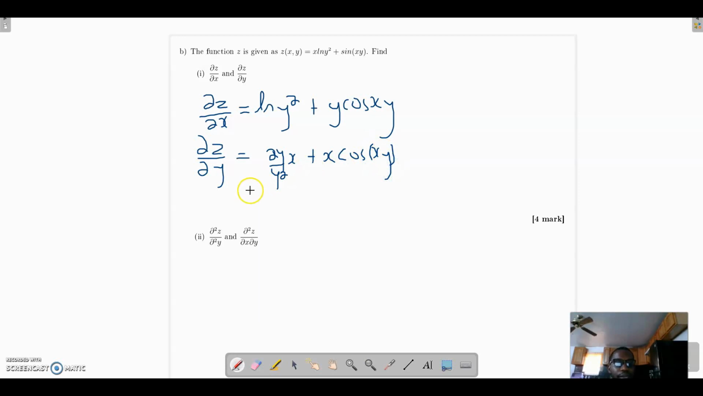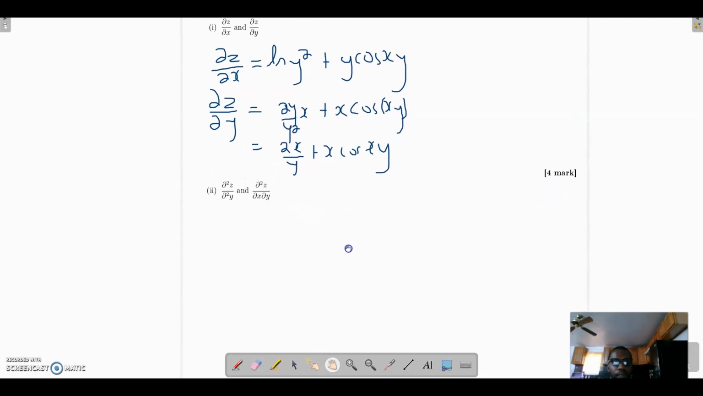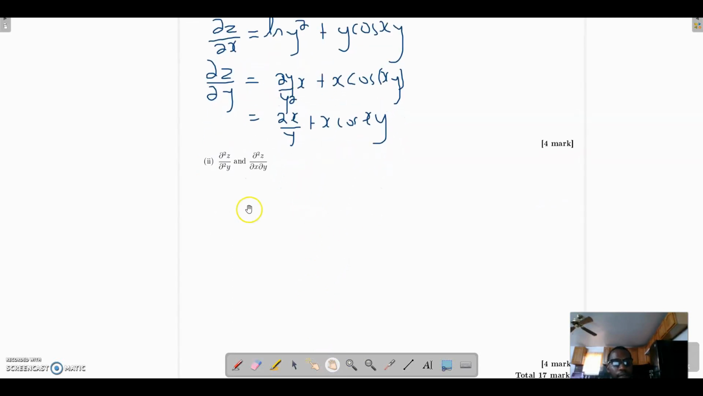Alright, and of course, you can tidy this up. So the y up here will take out one of the y's. So we're going to have 2x over y plus x cos xy. Alright, let's scroll this down. This says now that we should find the second partial derivative of z with respect to y, which means I'm going to have to find the derivative with respect to y partially of the same y function. So I'm going to have to differentiate this function down here again.